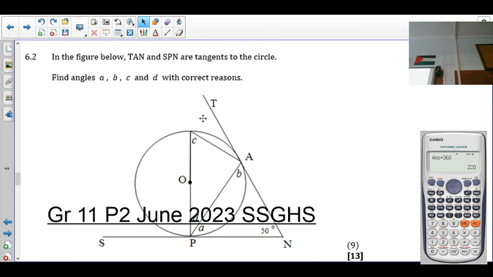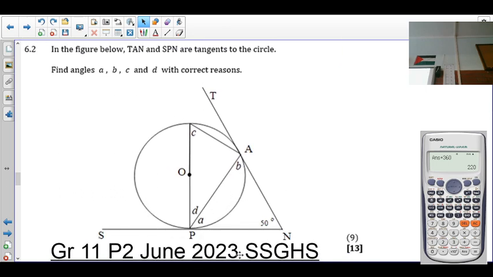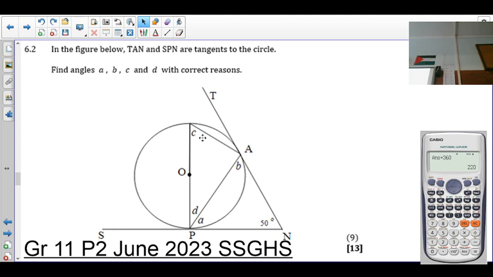6.2. In 6.2 we are told in the figure, TAN and SPN are tangents to the circle. So people have got two tangents. So these lengths are equal. Tangents from a common point, which is the common point N in this case. Find the angles A, B, C and D with correct reasons. Okay. People, just remember, whatever is not on the diagram, we must state it. Okay. So let's try and do it in order.